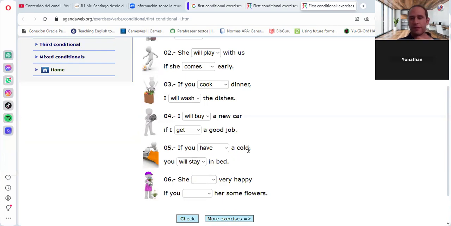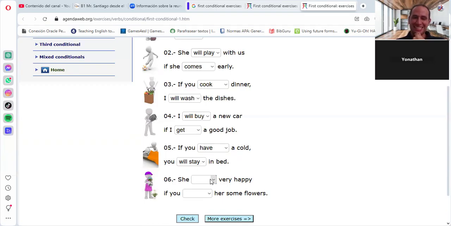Okay, awesome. What's the meaning of cold in these sentences? In this sense. Pues si tú tienes frío, puedes quedarte en cama. Como un resfriado. Ah, resfriado. Okay, okay.